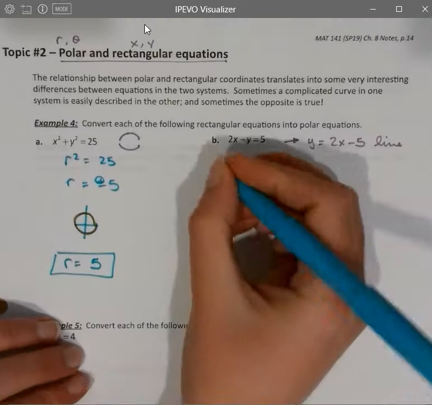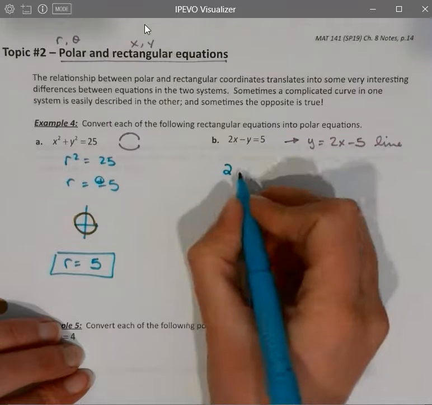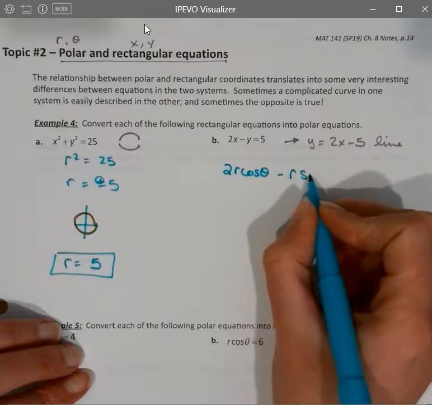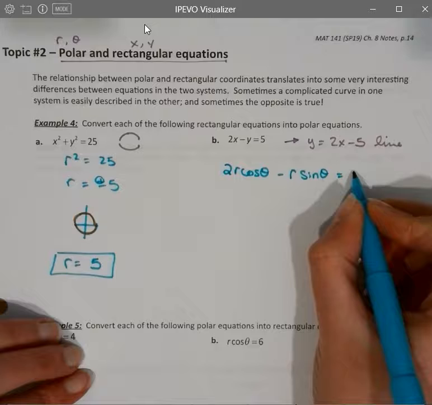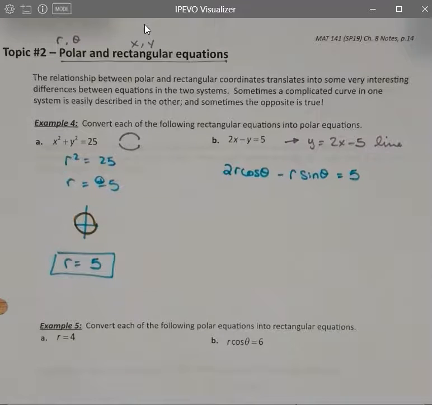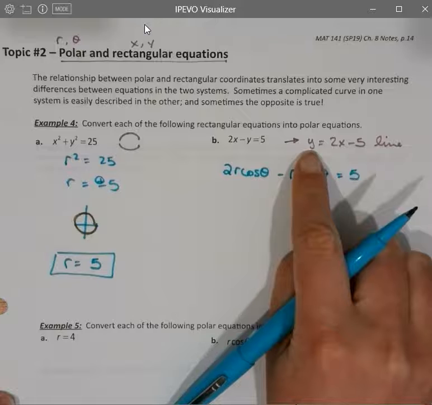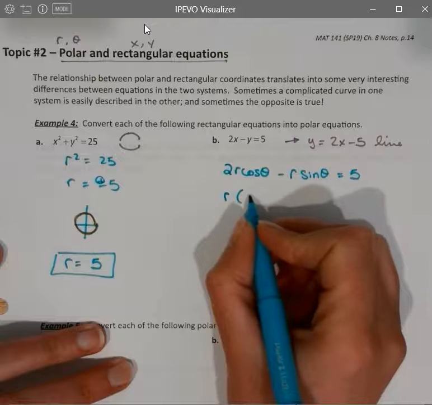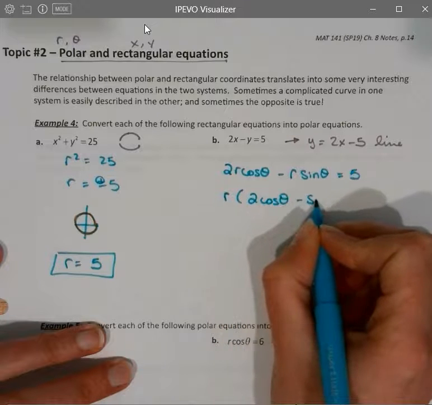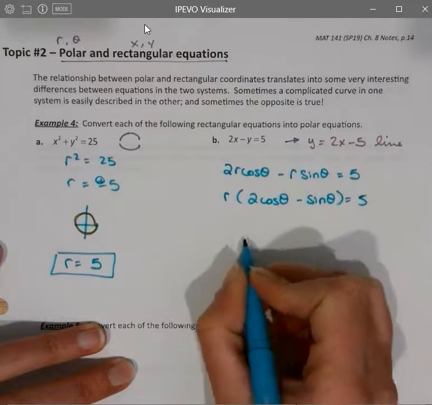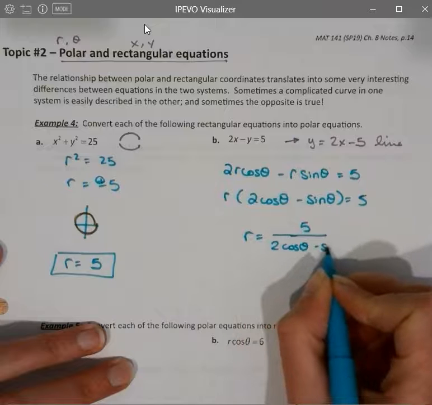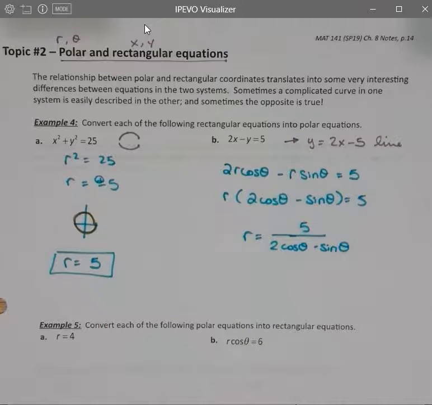Okay, so in polar, I know that x is r cosine theta, and y is r sine theta. So 2r cosine theta minus r sine theta equals 5. And then just like how in rectangular, y is usually solved for if you want it to be a function, in polar it's r that I would solve for. So I can solve for r here by factoring it out. r times 2 cosine theta minus sine theta equals 5. And so r would be equal to 5 divided by 2 cosine theta minus sine theta. It doesn't seem quite as elegant. The line is much more elegant than this description in polar.